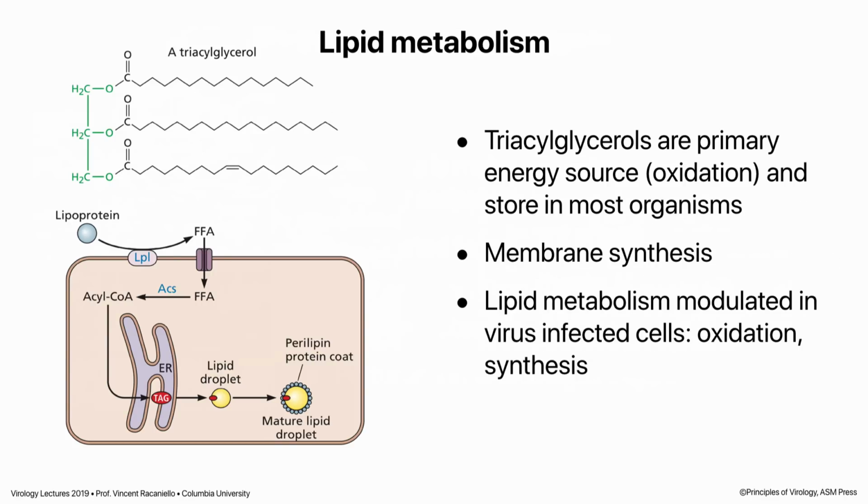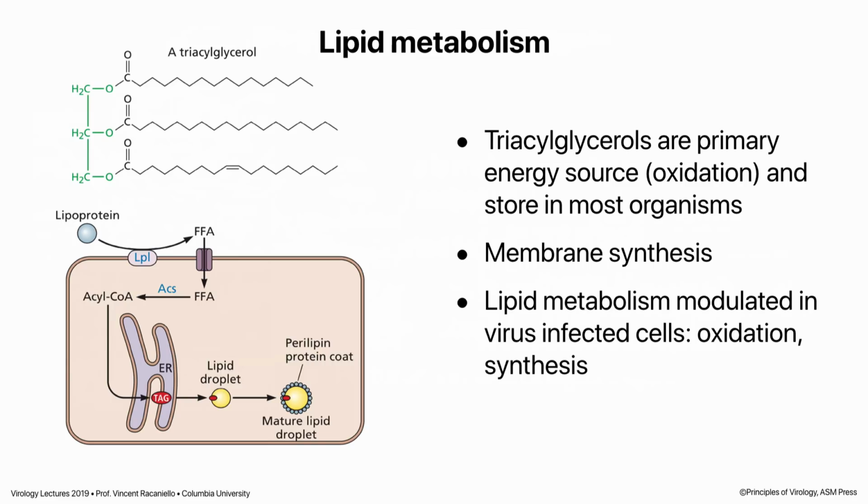Lipid metabolism is another key place of intervention. This is a triacylglycerol at the top left. 3 fatty acids, which are linked to glycerol. And this is the way we store them as triacylglycerols. And these are our primary energy sources. They can be oxidized to yield energy. And of course, you can store the lipids in this as well, and you can use it to build membranes. And viruses, of course, modulate this not only to have membranes for virus particles or for replicating genomes, but they will oxidize fatty acids to get energy.